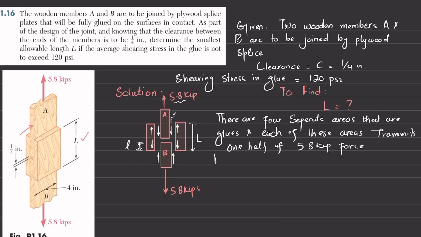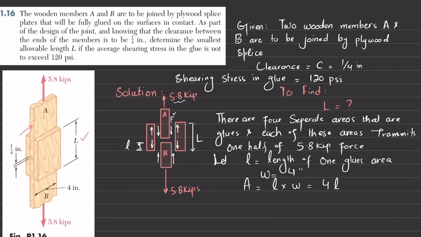So I will write let l is equal to length of one glued area, and width is given as, you can see width is here, this is 4 inch of this plywood. So width is 4 inch. So area will be equal to length into width. So it will be equal to 4 times l.